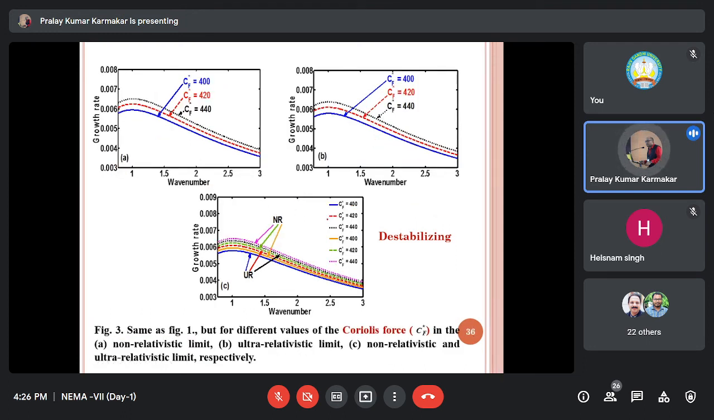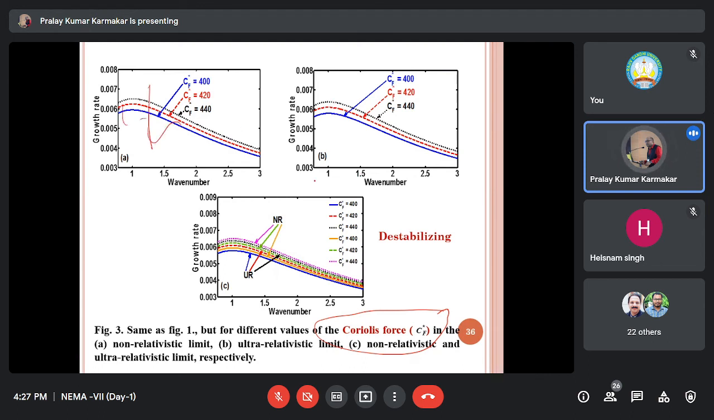Okay, fine. Then again, similar is the case. Here, I already told you what the different parameters are that you consider. One of them was the Coriolis force. Because of this Coriolis force, what is happening? We are finding that as this parameter increases, the growth rate is decreasing here.